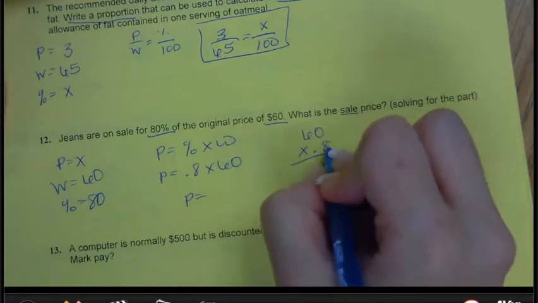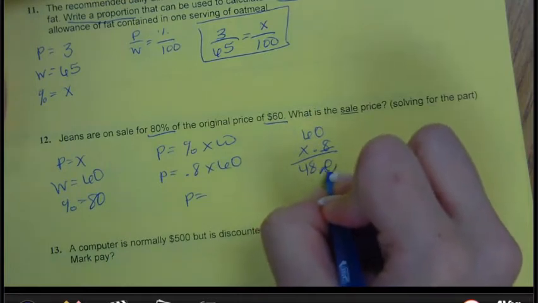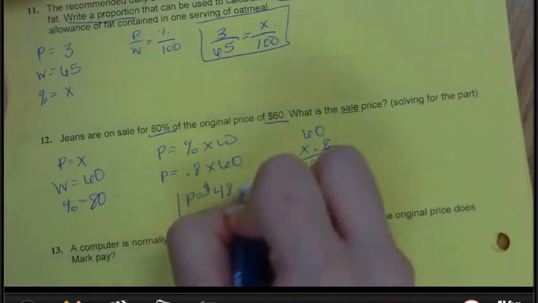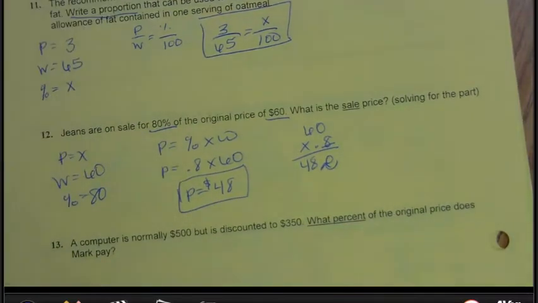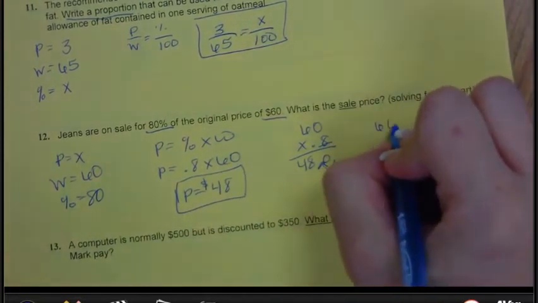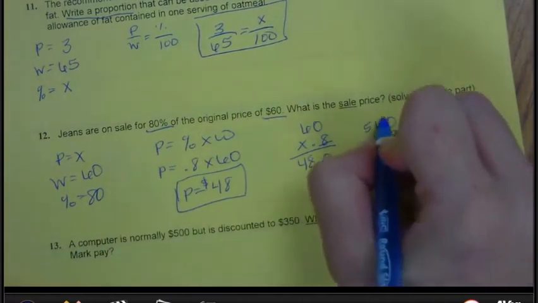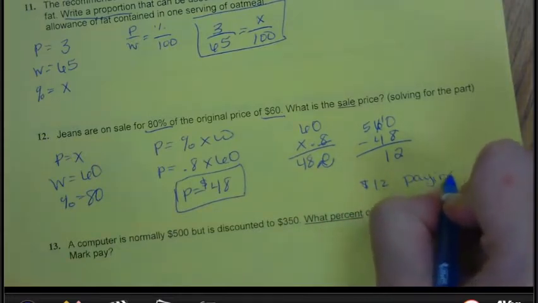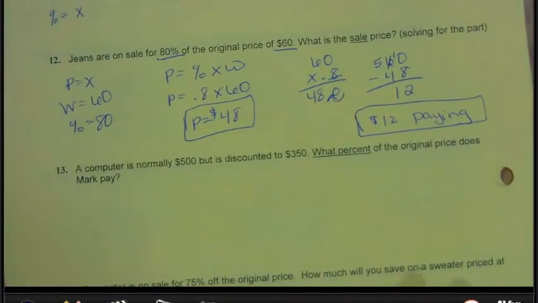Well, 8 times 0 is 0. 8 times 6, 6 times 8 is 48. Got my little rhyme here. Move my decimal one place to the left because I have one decimal place to get $48. I think, hang on, what is the sale price? That's how much is coming off. Let's go ahead and do this. So 60 minus 48, because I know that it's going to be 80% off. So let's go ahead and just solve the rest of this. 2, 1. So you are paying $12 because $48 is coming off.